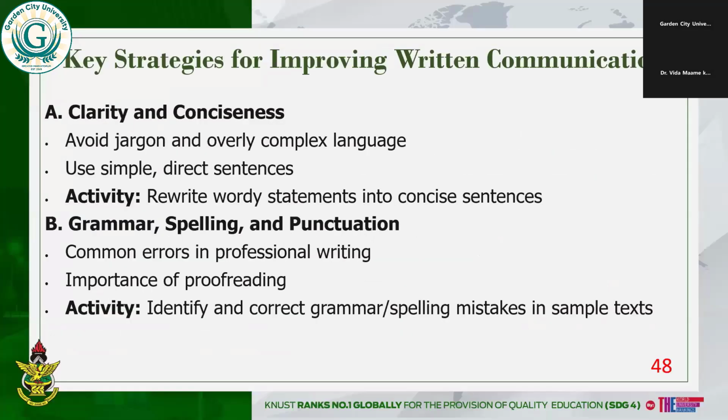So these are the key strategies for improving written skills. So it should be clear and concise, as we all know already. Jargons, people don't understand our language, so avoid jargons and overly complex language. Use simple, direct sentences. So rewrite wordy statements into concise sentences. That is your activity that you're supposed to do.